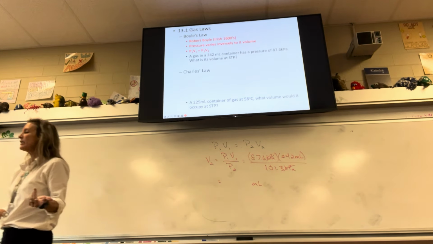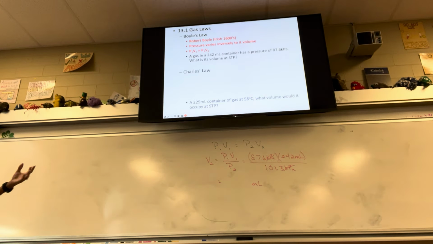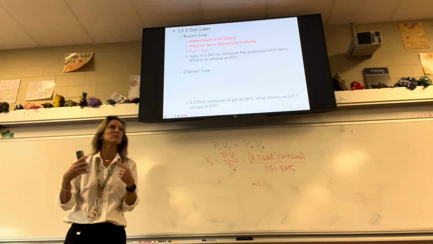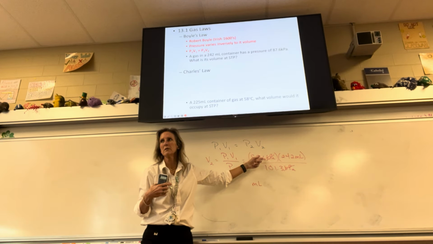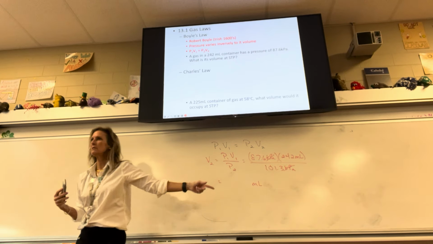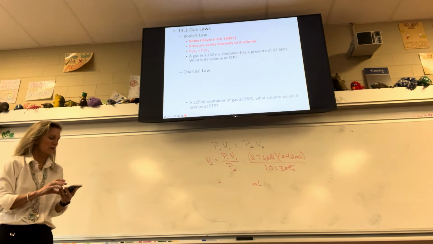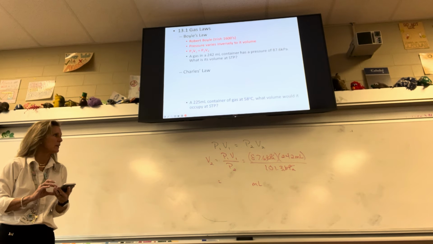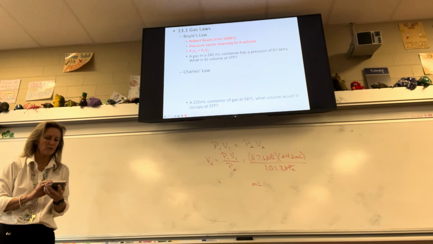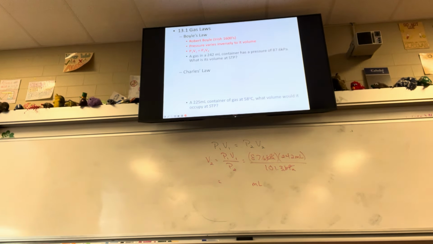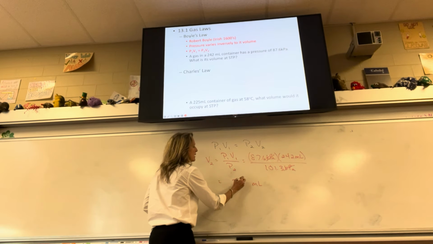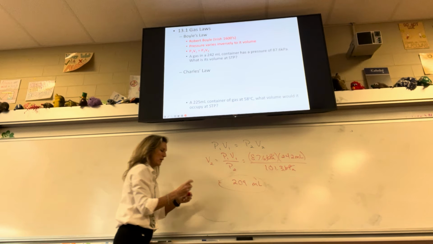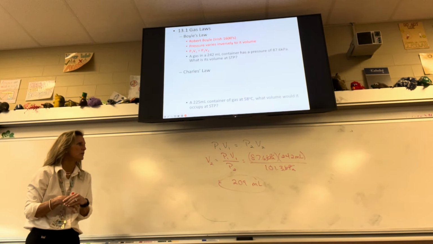Before we calculate it, as pressure and volume are inversely related, if we increase the pressure, what should the volume have done? It should decrease. So let's plug that in and find out. We got 87.6 times 242, and then divide that by 101.3, and it did decrease. It went down to 209 milliliters. So our volume did decrease since we increased the pressure.